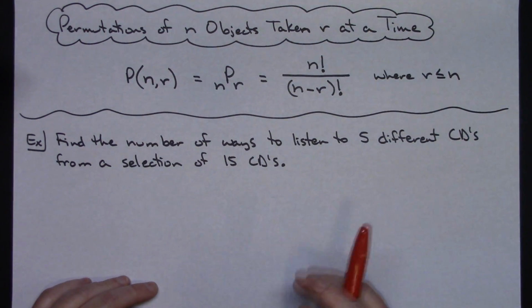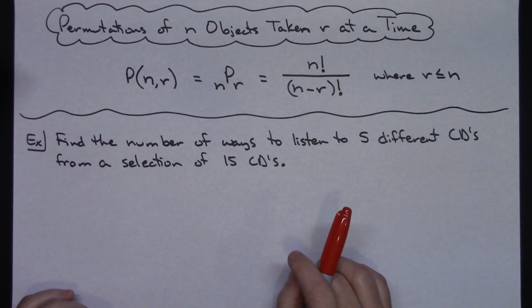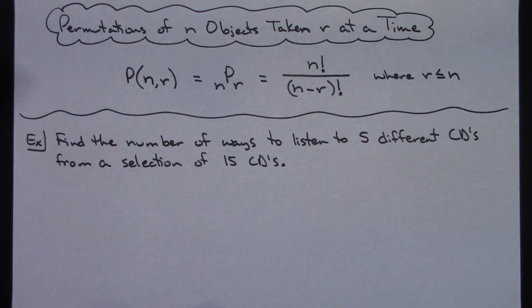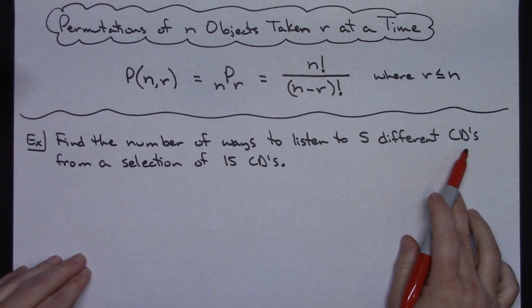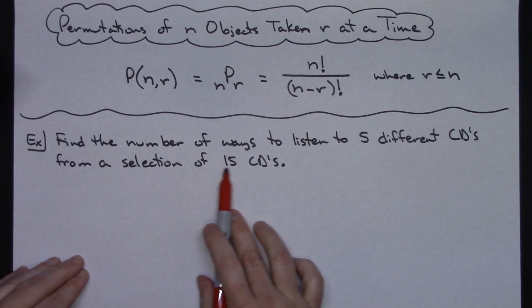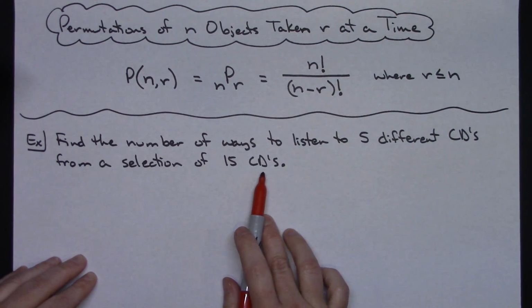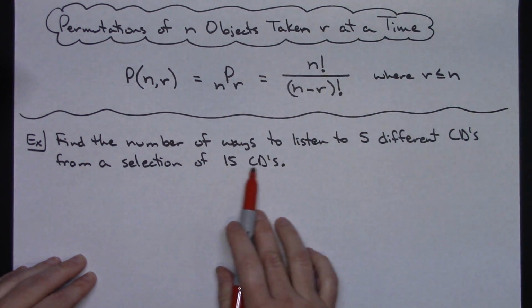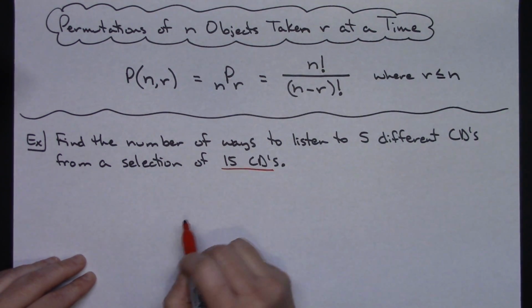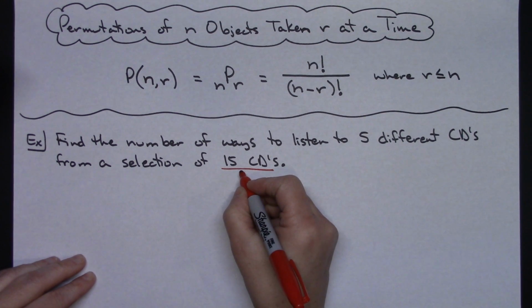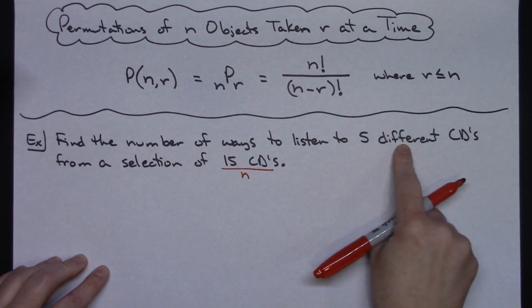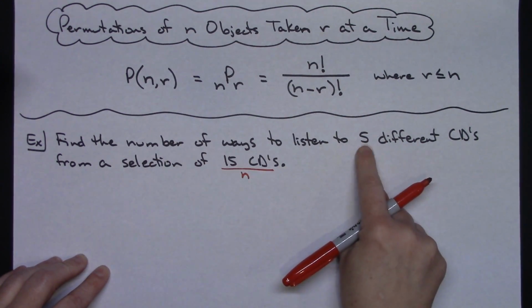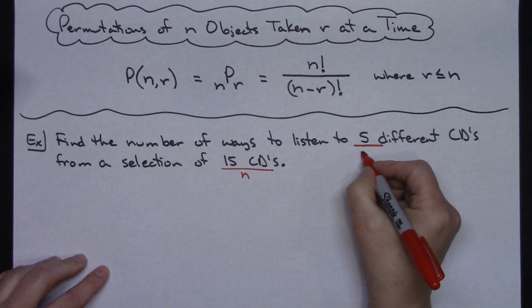So that's the basic formula that we're going to be using, and one example here on how you're going to go about using this formula. Our example says find the number of ways to listen to 5 different CDs from a selection of 15 CDs. So in objects I have a total of 15 CDs, 15 objects. That's my n, and I'm going to be taking them 5 at a time. How many different ways could I do this? 5 at a time. So then 5 is my r.